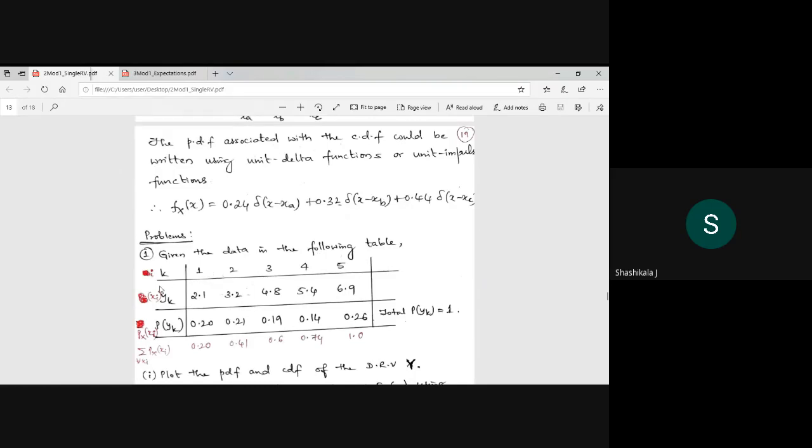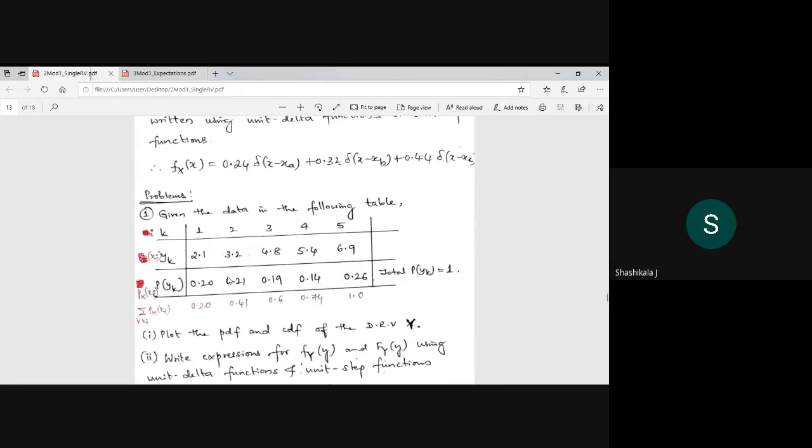You see, YK is given on the real axis: 2.1, 3.2, 4.8, 5.4 and 6.9, and their probabilities are 0.20, 0.21, 0.19, 0.14 and 0.16. Okay, now what you have to do next is add one more row and write the cumulative sum of the P of X.